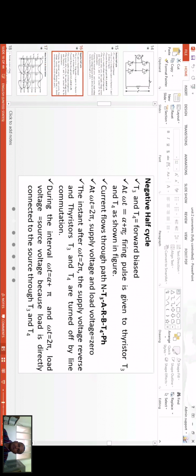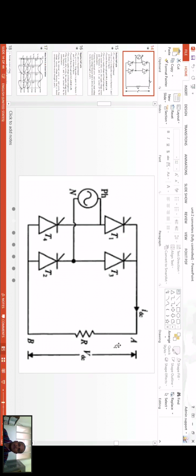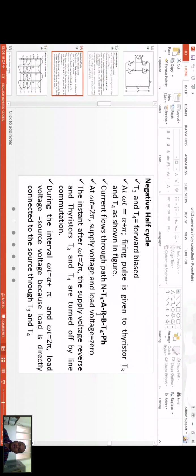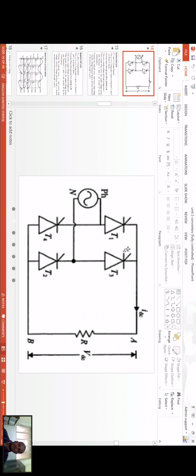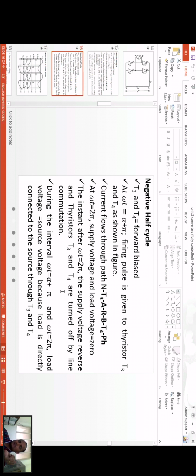At omega t equals alpha plus pi, the firing pulses are given to T3 and T4. The current will flow from N, T3, A, R, B, T4, and PH. Again, when it is reverse biased at omega t equals 2 pi, T3 and T4 will turn off.